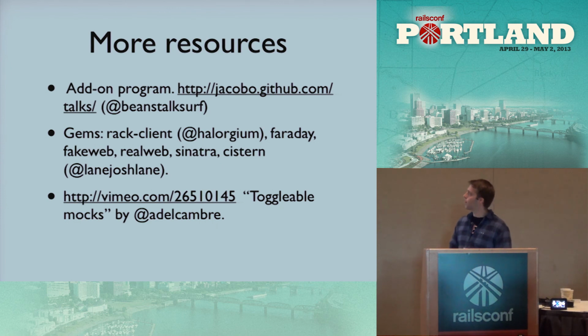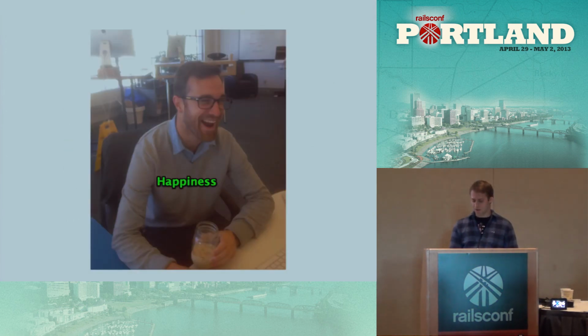Rest Client and Faraday are two gems that I mentioned that are kind of prerequisites for even looking at this mapper pattern. Fake Web, Real Web, Sinatra, Cistern are some gems I mentioned. Josh has recently created Cistern, which is something worth taking a look at if you're interested. Andy used to work at Engine Yard, and he has a talk called Toggleable Mocks that is very similar to this talk. It focuses a little bit more on the idea of having this mocking system like Fog and Zendesk too.